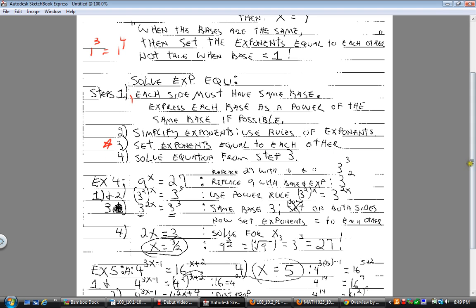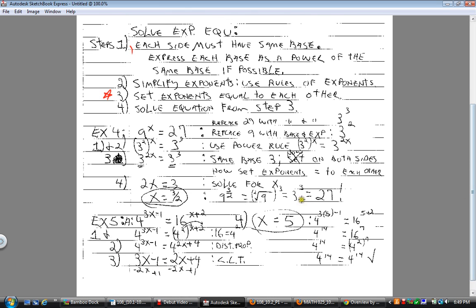Let's take a look at example 4. We have 9 raised to the x equals 27. What you want to do here is realize that the variable x is up in the exponent. That causes you to say, I have to figure out how to come up with the same base. I look at the 9 and think of squaring or cubing, and what could 9 be replaced with? What comes to my mind is that 3 squared is equivalent to 9.